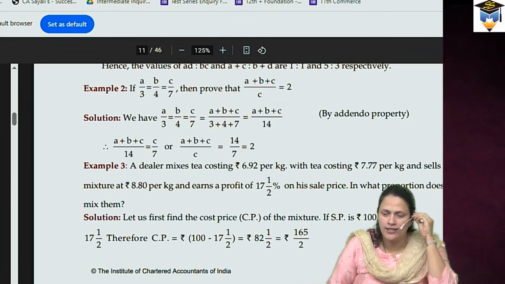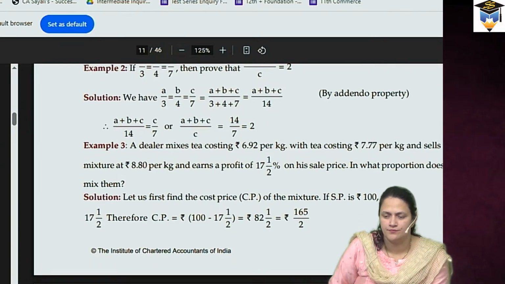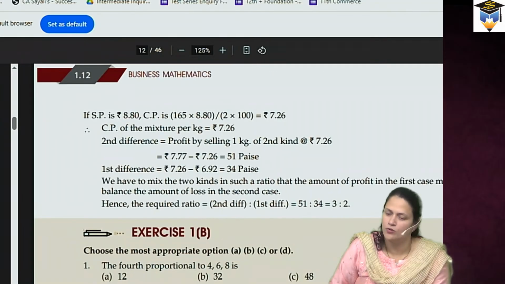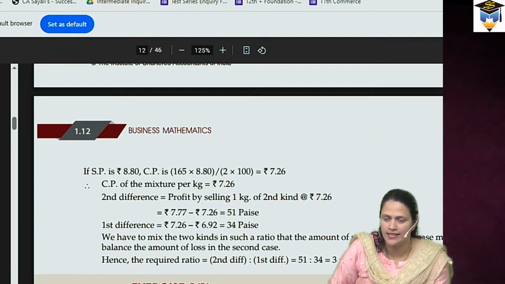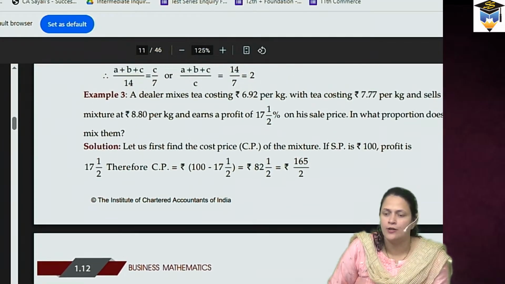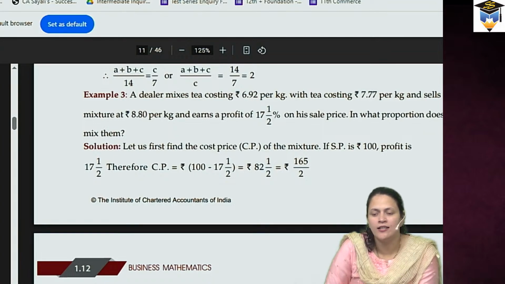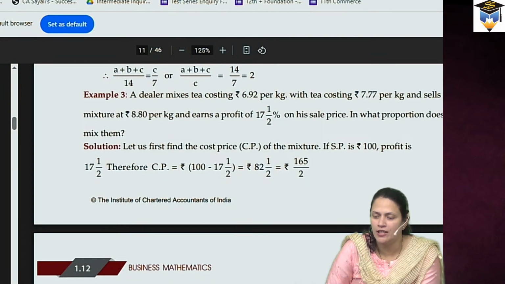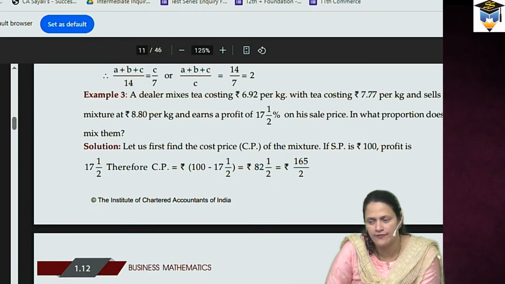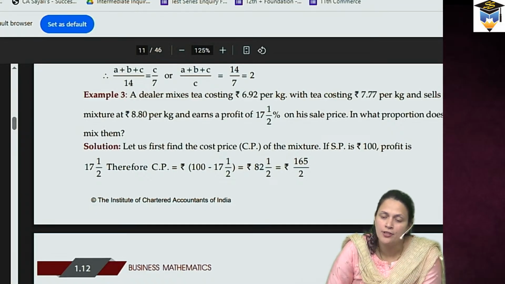Okay. Now let us go to the next sum. Just a minute. Okay, that's the only sum before exercise 1B. Alright, now here they have given us a dealer mixes tea costing rupees 6.92 per kg with a tea costing rupees 7.77 per kg and sells the mixture at 8.80 per kg and earns a profit of 17 integer 1/2% on his sale price. In what proportion does he mix them?